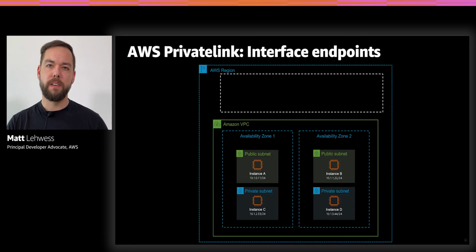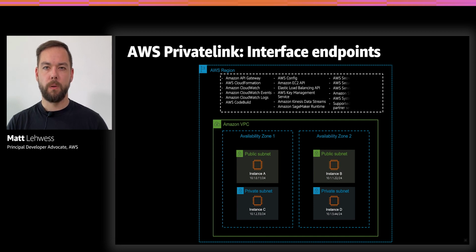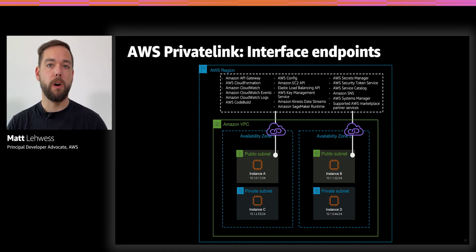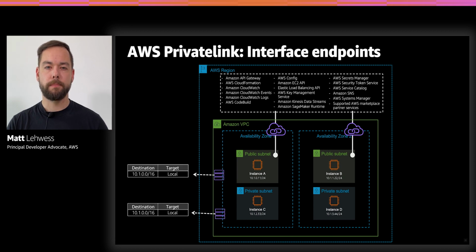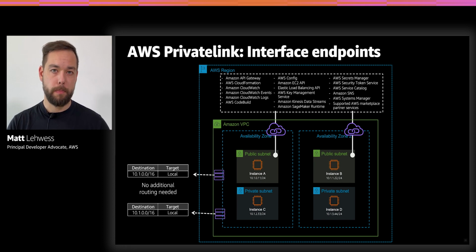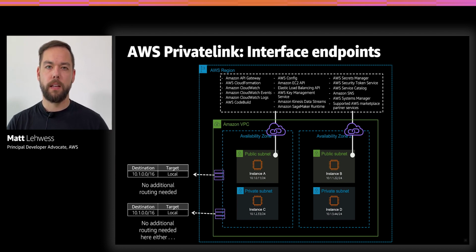So when we look at an interface endpoint for VPC, we've got a whole bunch of services that we've built interface endpoint capability to communicate directly and privately with your VPCs from those services. And so we'll drop a couple of Elastic Network interfaces inside the Amazon VPC here, for example, the Amazon API Gateway. And you'll notice that we don't need any routes because we're actually using Elastic Network interfaces from within the VPC. So it's all part of what we call the local route, or the 10.1.0.0/16.